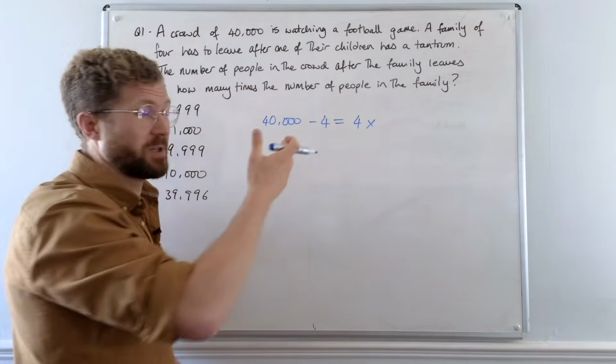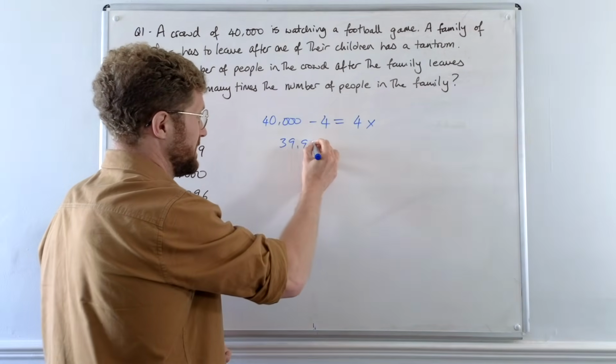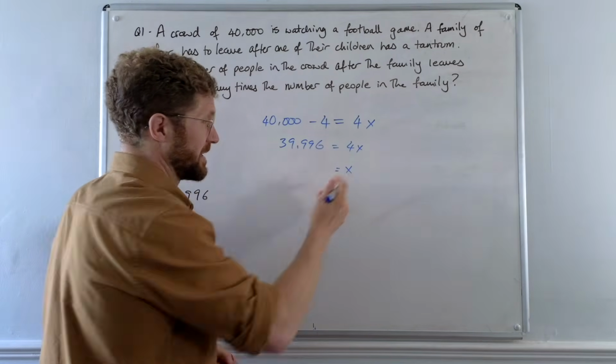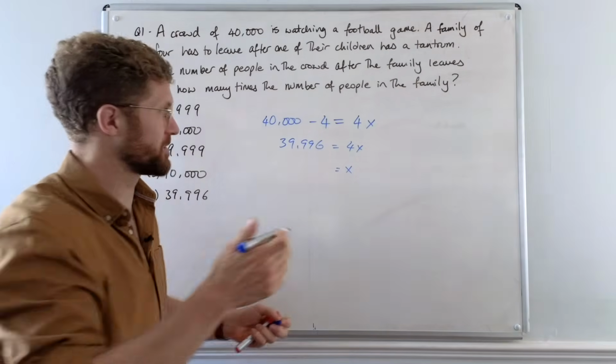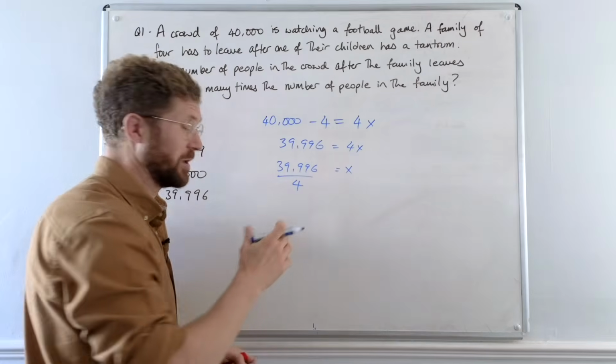So at this point, 40,000 minus 4, that's not difficult. I'm going to jump straight in. 39,996 is equal to 4x. So in order to find the value of x, the multiplier that I'm looking for in this question, I need to do 39,996 divided by 4.